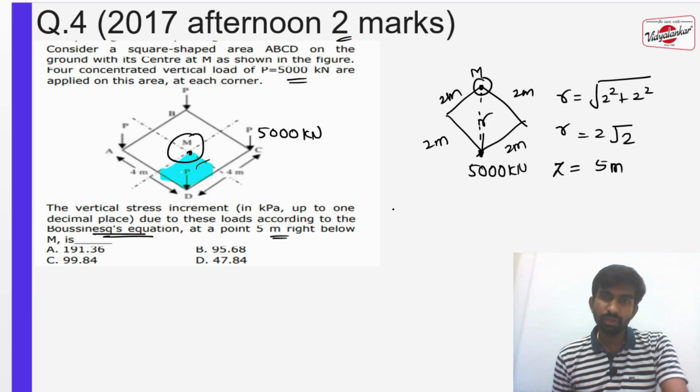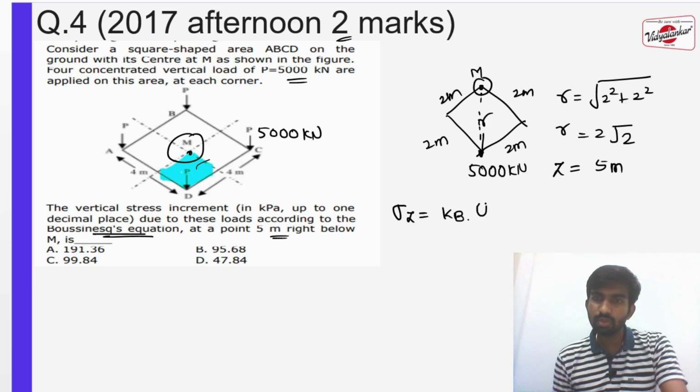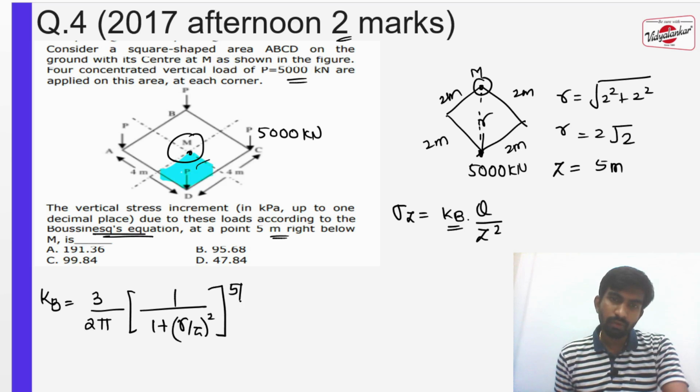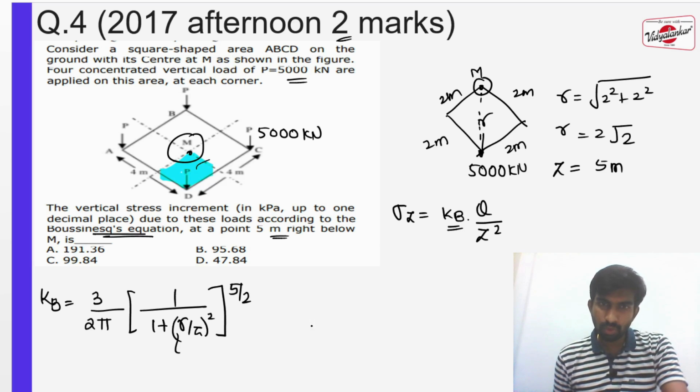तो वी नो दैट एज पर द Boussinesq थ्योरी सिग्मा Z इज इक्वल्स टू KB इंटू Q बाय Z स्क्वायर. KB इज योर Boussinesq कोएफिशिएंट, तो हम Boussinesq कोएफिशिएंट फर्स्ट फाइंड आउट करेंगे. KB क्या रहता है, 3 डिवाइड बाय 2π इन ब्रैकेट 1 अपॉन 1 प्लस (R बाय Z) ब्रैकेट स्क्वायर टू द पावर 5/2. तो ये मेरा R का वैल्यू यहाँ पे 2√2 रहेगा, Z का वैल्यू यहाँ पे मेरा 5 मीटर रहेगा. सो यूजिंग दिस यू कैन फाइंड आउट द KB.